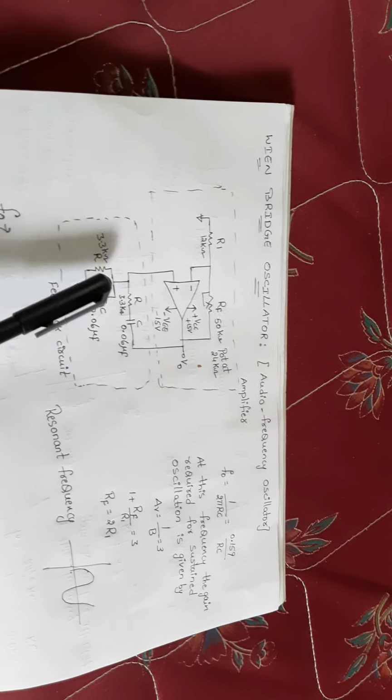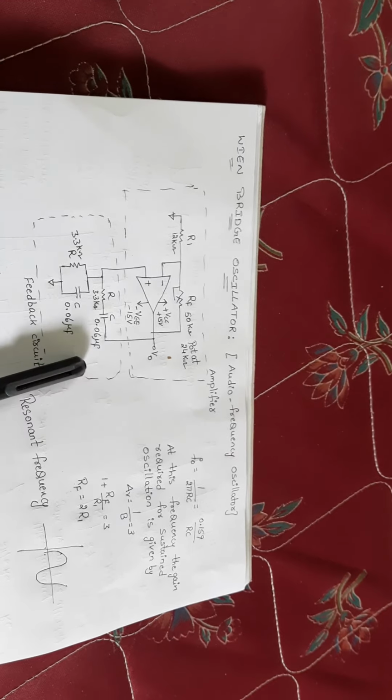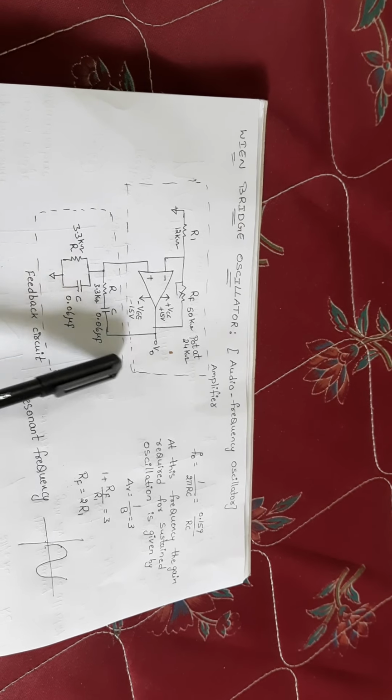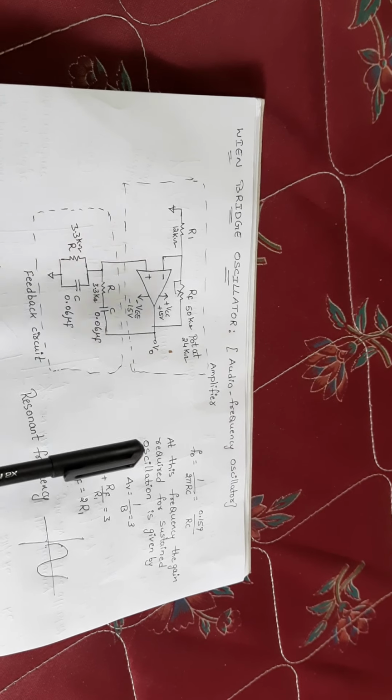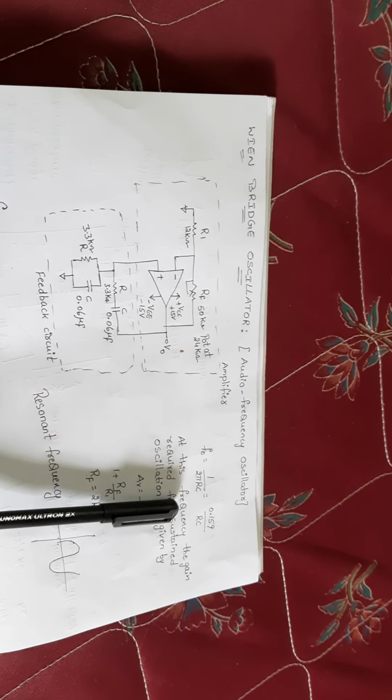So Wien bridge means it is like a bridge. Whenever all the arms, 1, 2, 3, 4, are balanced, that balanced frequency is called the resonant frequency. And whenever it is going to balance, it is going to produce 0 degrees phase shift. That frequency is called the frequency of oscillation. F naught is 1 by 2 pi RC. It is given.